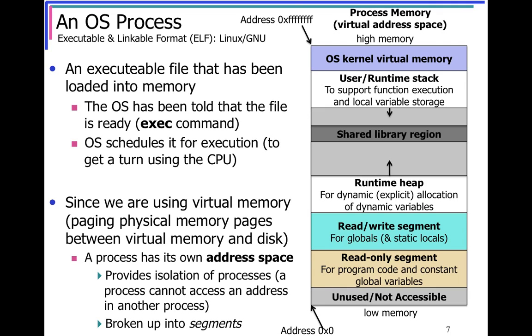On the right in this slide, I have a picture of the virtual address space of a process. This is the layout of a typical process in Linux. This is an example of the ELF, executable and linkable format defined by GNU. At the bottom is address 0. At the top is the high address space.